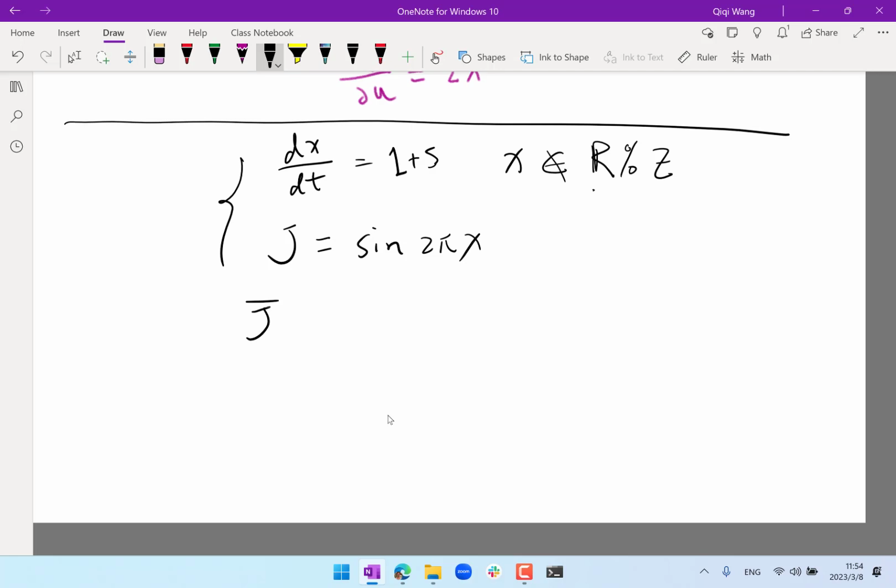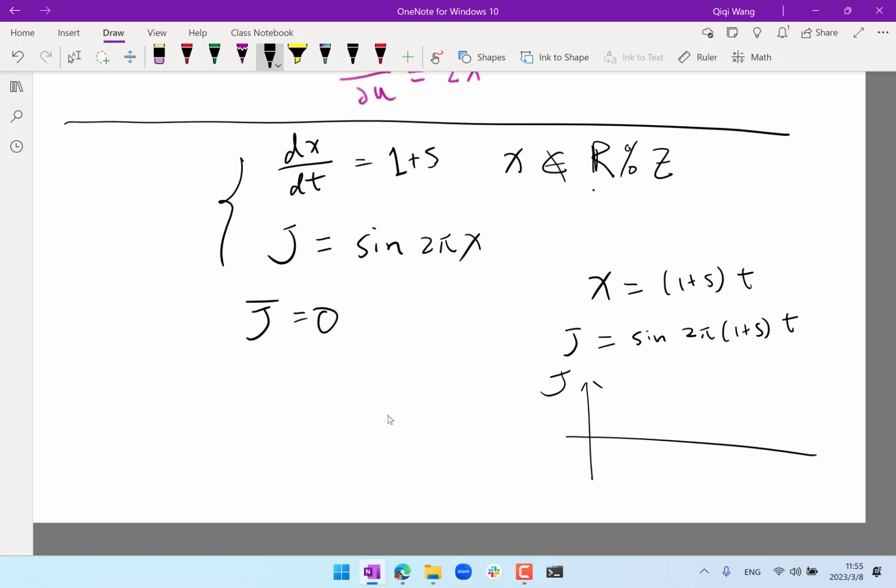It's going to be 0, right? We can show this by actually deriving the solution. X would be 1 plus s times t, and j as a function of t would be sine of 2 pi (1 plus s) t. So j, as a function of x, would just be a sinusoidal function of t. Over every period, j averages to 0, and the maximum and the minimum oscillation on the j bar would decrease as a function of t.